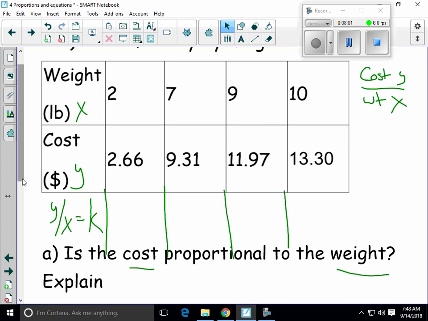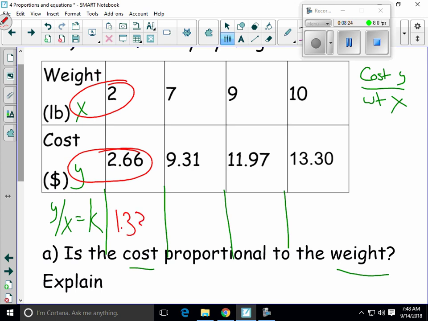All right, so let's check each column. Make sure you're doing it in the right order. You're going to do the y values first. So here, 2.66 divided by 2. You're going to check all four to make sure they're all the same. Checking it in my calculator, I get 1.33, so $1.33 so far. I'm going to do the other three and see if we get the same thing.